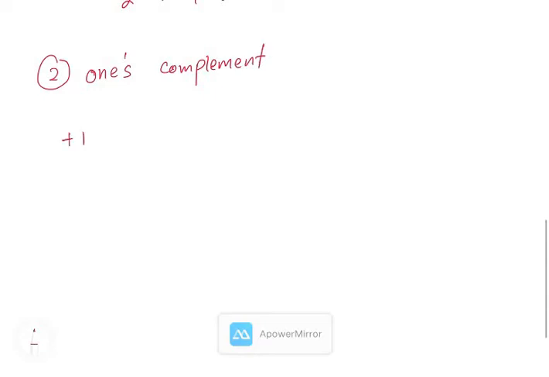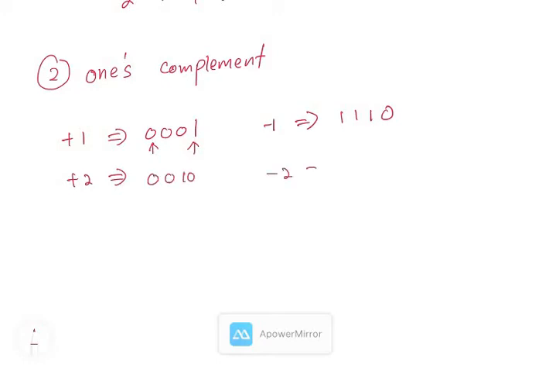For example, for 1's complement, let's say I have positive 1. This is equal to 0, 0, 0, 1. But what is the value for negative 1? I change the 0 to 1 and the 1 to 0, so I have 1, 1, 1, 0. Let's say positive 2 is 0, 0, 1, 0. Negative 2 is 1, 1, 0, 1. I take the opposite: I change 0 to 1 and 1 to 0.